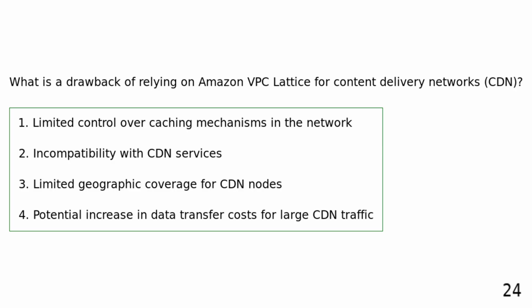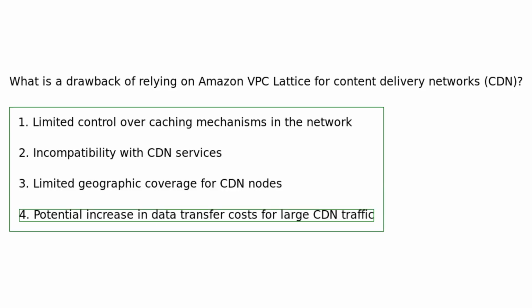What is a drawback of relying on Amazon VPC Lattice for content delivery networks? Limited control over caching mechanisms in the network. Incompatibility with CDN services. Limited geographic coverage for CDN nodes. Potential increase in data transfer costs for large CDN traffic. A drawback of relying on Amazon VPC Lattice for content delivery networks is the potential increase in data transfer costs for large CDN traffic, which may impact the cost-effectiveness of using the Lattice network.